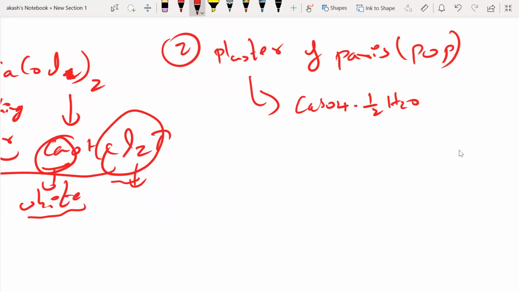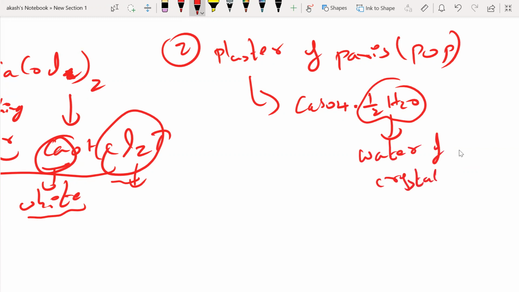Now, when I write this half H2O, what is this part called? We spoke about this in the first chapter. Dot H2O, I write it. It is called something, right? What is it called? Water of crystallization. Yes, it's called water of crystallization.